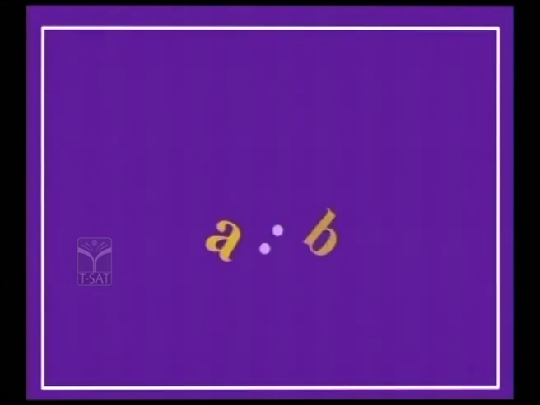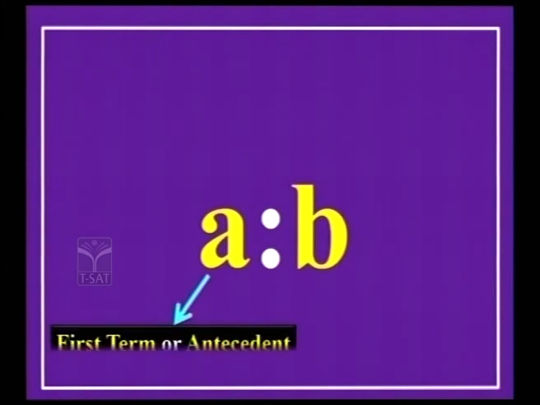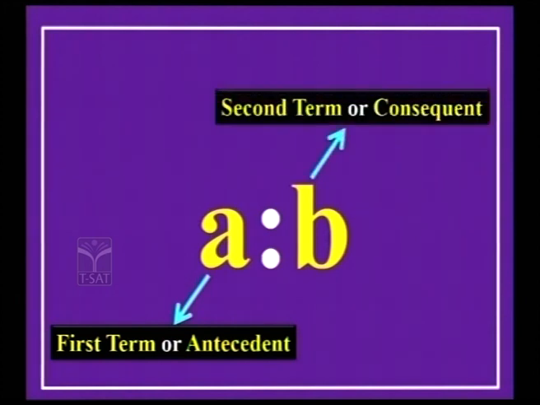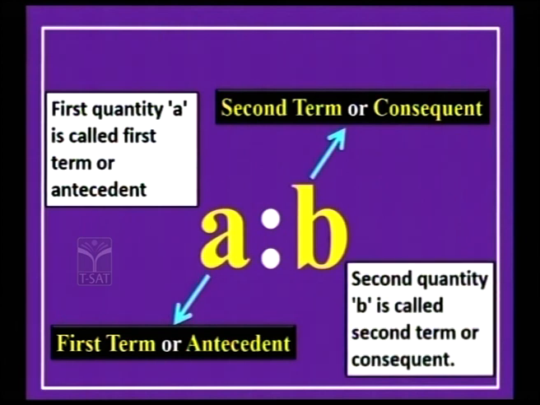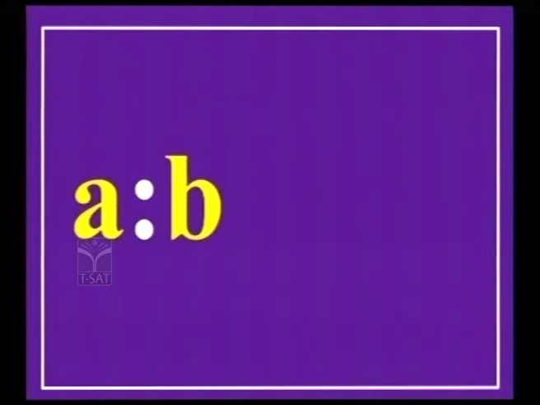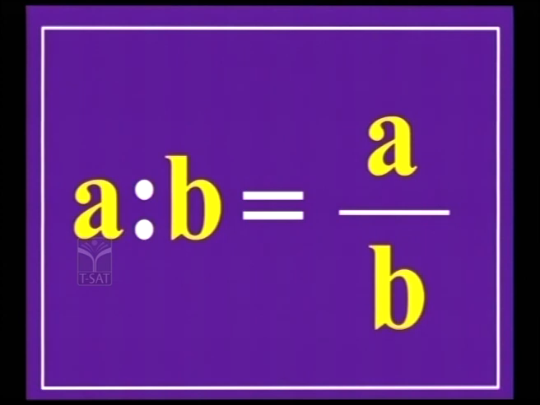Now in this ratio A is to B, A is called the first term, or we can even call it the antecedent, whereas B is called the second term or consequent. So I can say the first quantity A is the first term or antecedent, and the second quantity B is called the second term or consequent. Now the ratio A is to B can also be written as A divided by B. That means if I have 2:3, I can write it as 2/3.